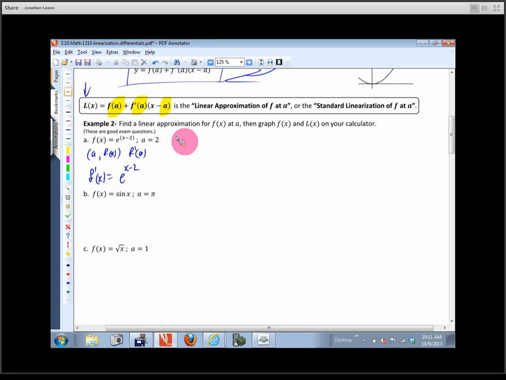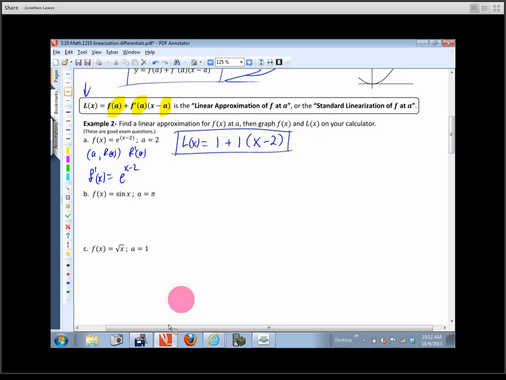So let's write the linearization. The linearization would be L of x. I need f of a, so I need f of 2. Plug in a 2. What do you get? E to the 2 minus 2, so e to the 0, which is 1. Plus I need the derivative when I plug in a 2, also 1. And then x minus 2. There is the standard linearization.